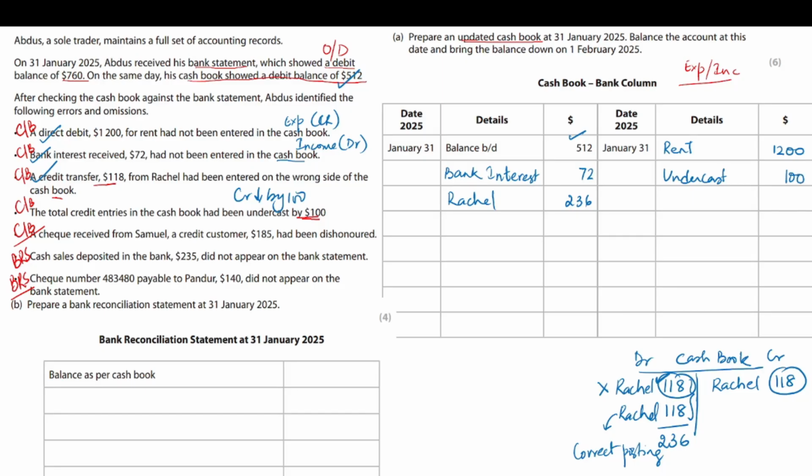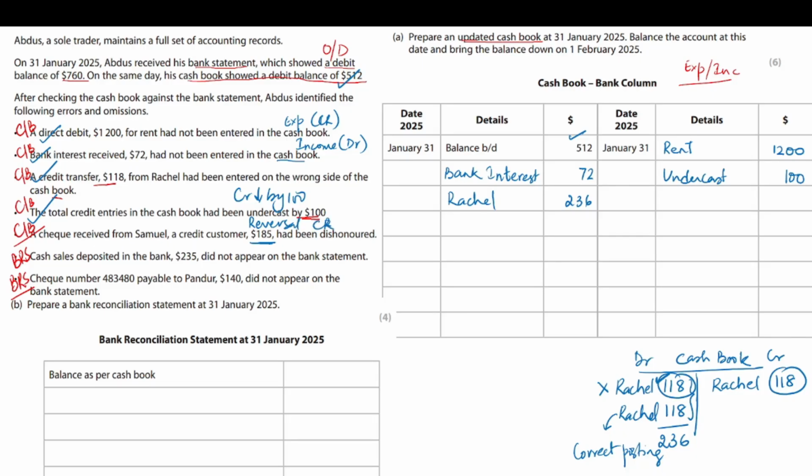On the same day, this also has been done. Now we come to the next one. A check received from Samuel, a credit customer, has been dishonored. That means previously we had shown it as a debit. But now we have to pass a reversal, as we have to write it on the credit side.